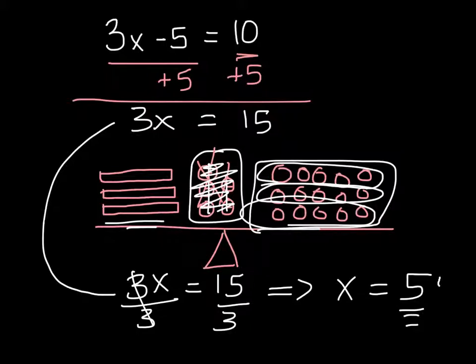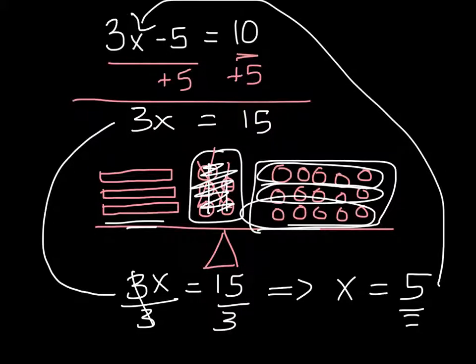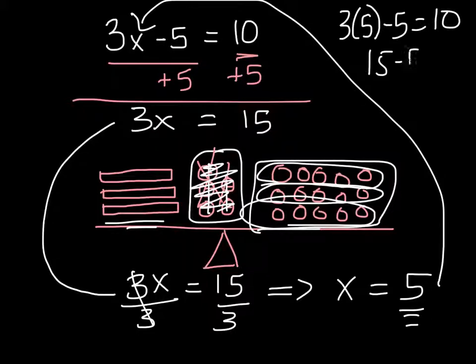And then if we were to plug that back into this x value to check it, 3 times 5 minus 5 does indeed equal 10, because that's 15 minus 5 equals 10, and 10 equals 10. So when we plug in what we said x equals, we get a true statement. Therefore, that's the balancing number. And that's really all we're doing when we're solving equations.